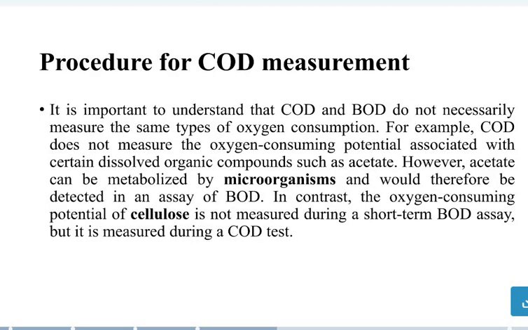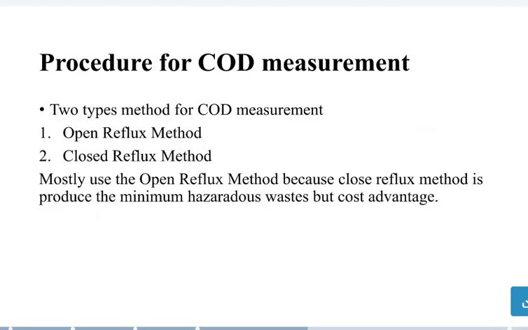Now, the procedure for COD measurements. It is important to understand that COD and BOD do not necessarily measure the same type of oxygen consumption. For example, COD does not measure the oxygen consuming potential associated with certain dissolved organic compounds such as acetate. However, acetate can be metabolized by microorganisms and would therefore be detected in the BOD assay. In contrast, the oxygen consuming potential of cellulose is not measured during the short-term BOD assay, but it is measured during the COD test.